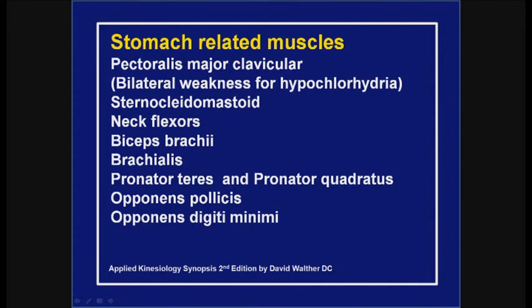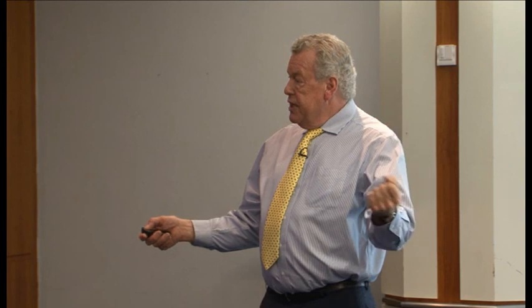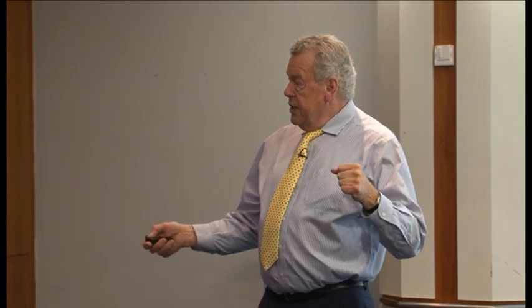Sternocleidomastoid, along with the neck flexors. Biceps brachii, brachioradialis, pronator teres, pronator quadratus, the opponens pollicis and the opponens digiti minimi. These are all stomach-related muscles that we can use and test a person potentially for a stomach problem.